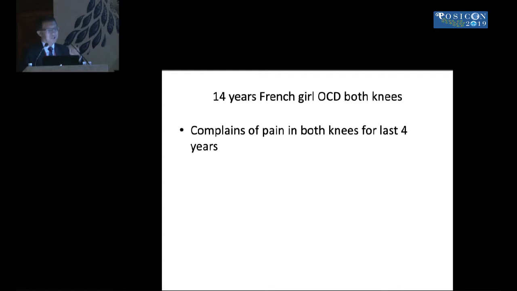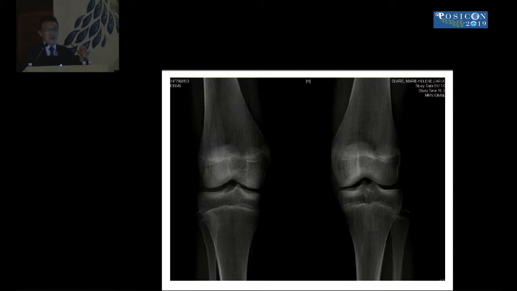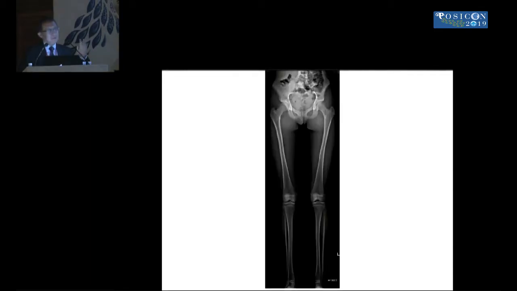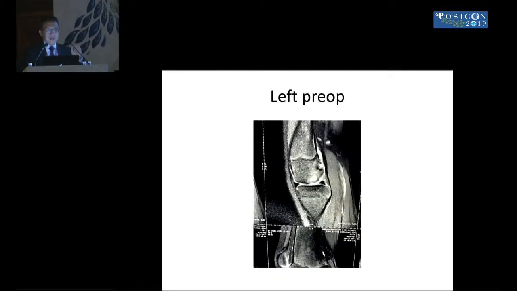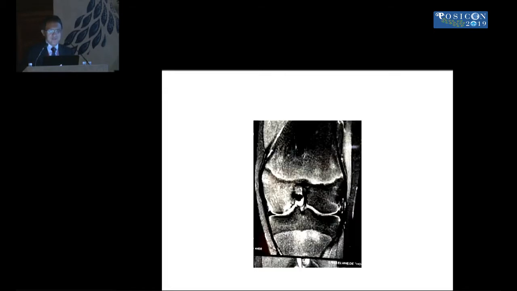Okay, so this patient did quite well. Next patient, so you can see Singapore is very cosmopolitan. A French girl, 14 years old, with pain in both knees, but we concentrate on the right. Here's the X-ray, and alignment was reasonable. And this is the pre-operative picture. So, Dominic, you'd like to comment on this?